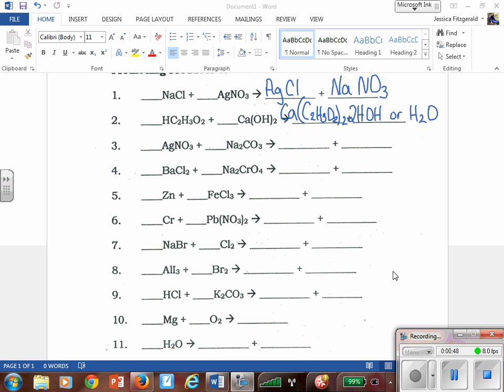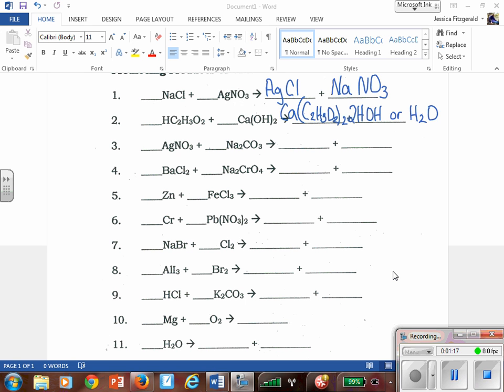So for instance, in number 1, if you had NaNO3 in the first blank plus AgCl in the second blank, that is okay. You just cannot write ClAg. That is wrong. You always write the Ag first because it's positive, then the Cl next. Number 2 we went over in class also, so let's pick up with number 3.